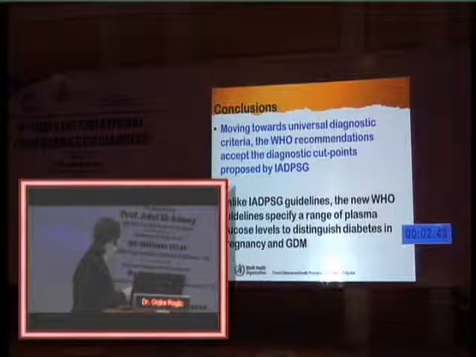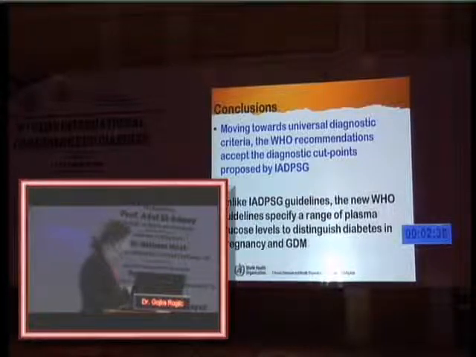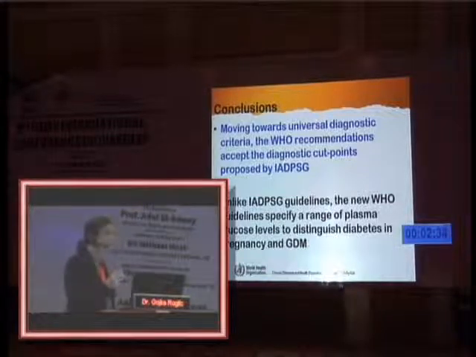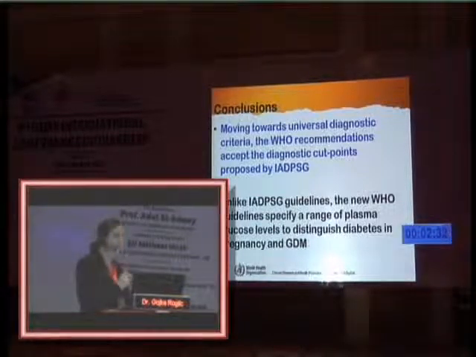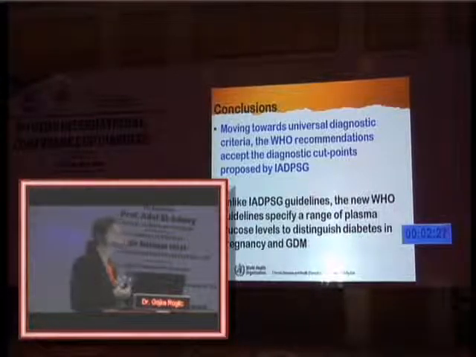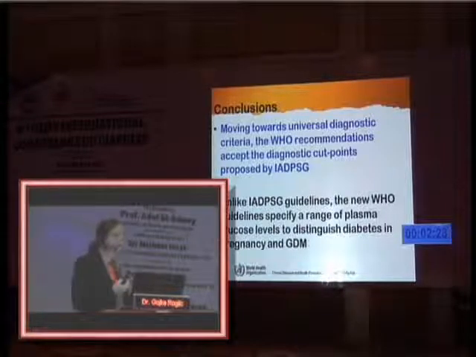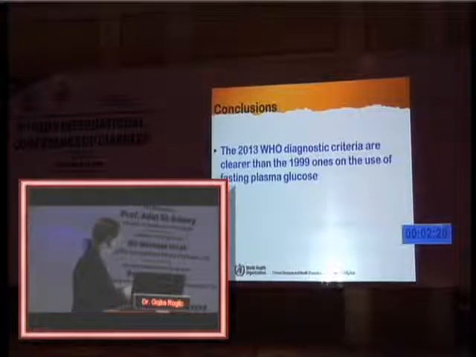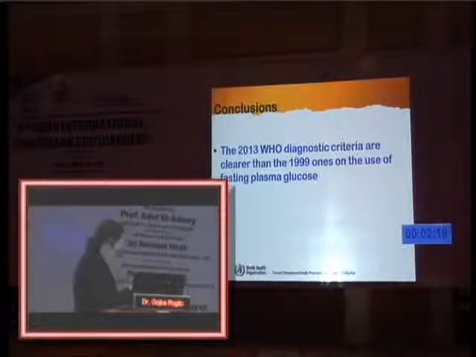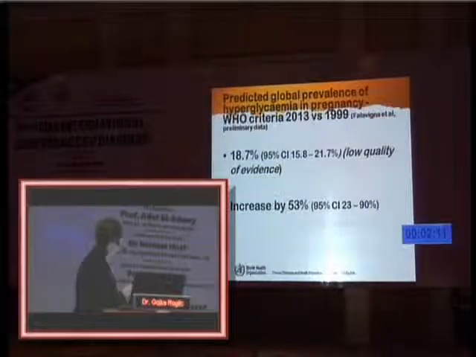Unlike the IADPSG, WHO criteria have a range of plasma glucose levels to distinguish diabetes from GDM. So now we have two categories. We have the real diabetes and we have the mild hyperglycemia, which is not so deadly or dangerous. We don't know about long-term consequences enough. So we think that the new criteria are clearer on the use of fasting plasma glucose.